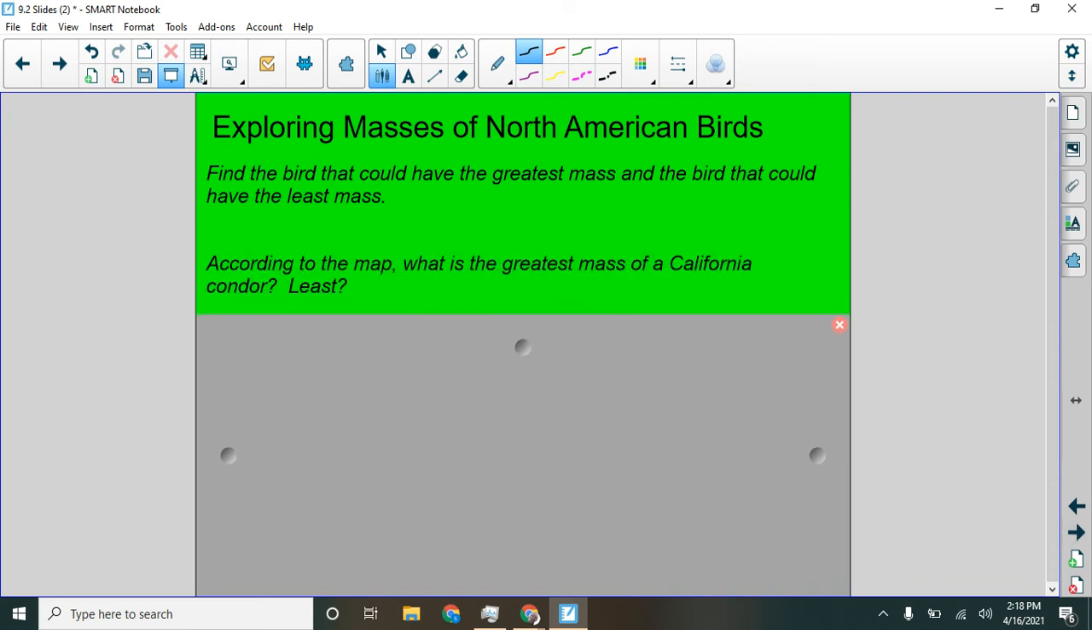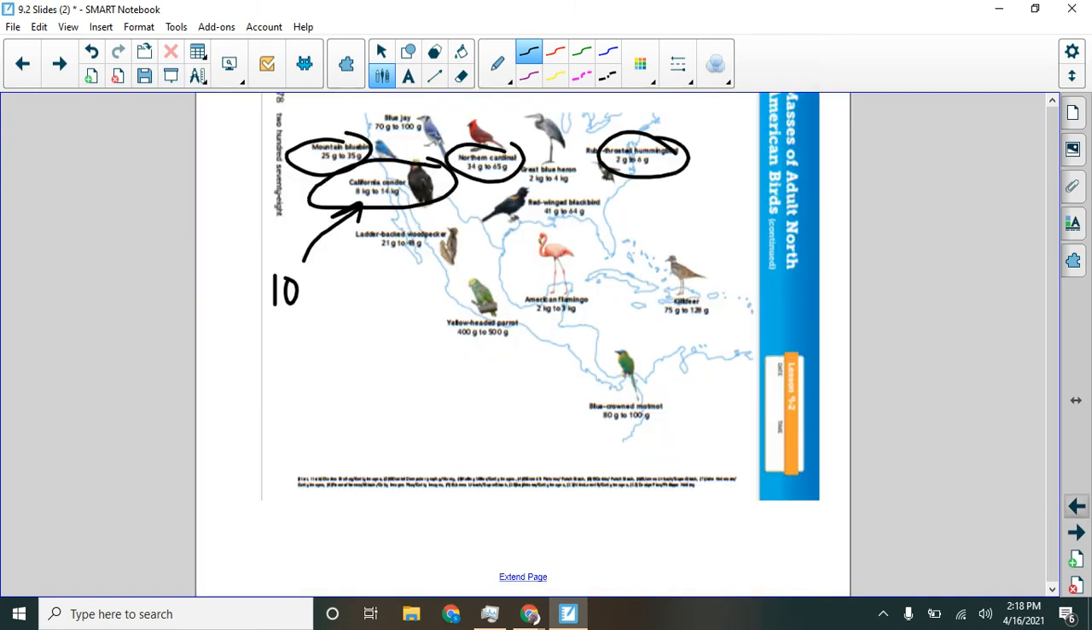So according to the map, what is the greatest mass of a California condor and the least? So we can look at the map. We'll come back here to the condor that we were just looking at. The greatest a condor could be is 14 kilograms. What's the least that a full-grown condor could be according to this source? Yeah, 8 kilograms, right? There's the 8 right there.